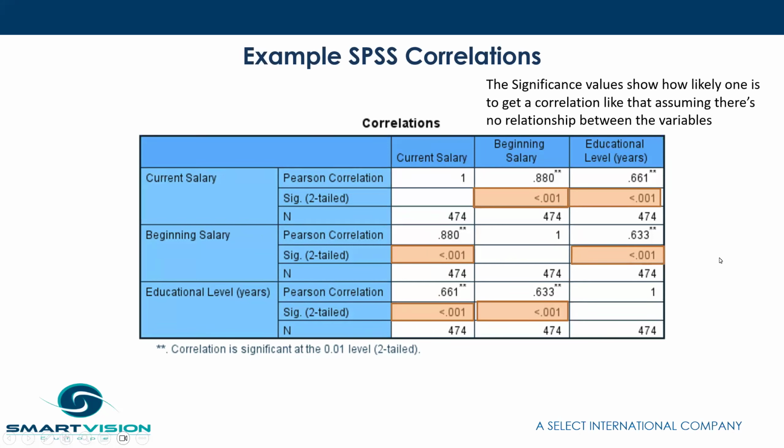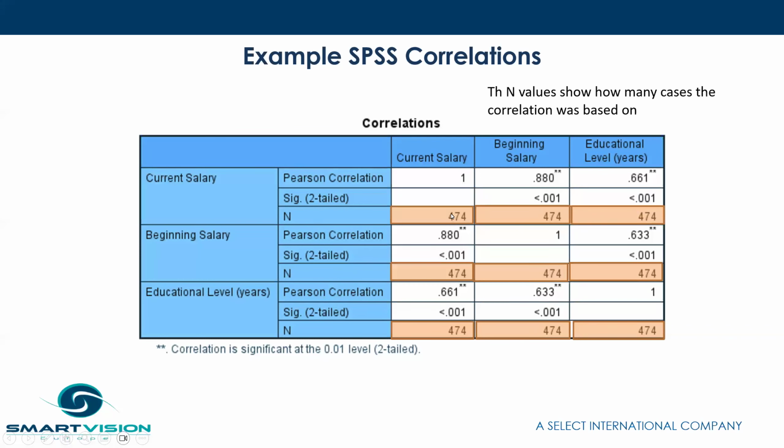Don't think that just because it's significant means it's a really interesting correlation. It doesn't mean that. And then the last thing is we get the N value. That's just the number of cases that the correlation was based on. You might not have data for all of the education level records, so you might get a different number of cases. You're looking at the pair, the number of cases where you have valid values for both education level and current salary, for beginning salary and education level. And it just so happens that in every situation here there are 474 valid cases.